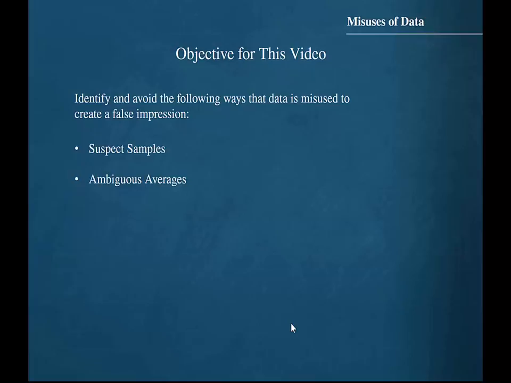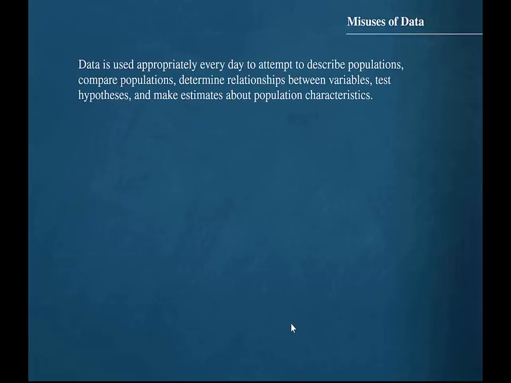The objective for this video is to learn how to identify and avoid the following ways that data is misused to create a false impression: suspect samples and ambiguous averages.